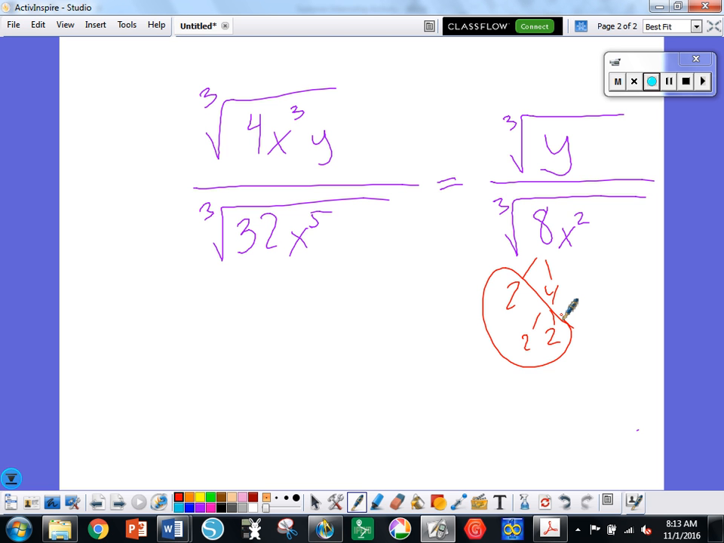Okay, how about the x's though? How many more does it need? 1 more, because I have x squared and I need a group of 3, don't I? So I'm multiplying by the cube root of x, top and bottom.